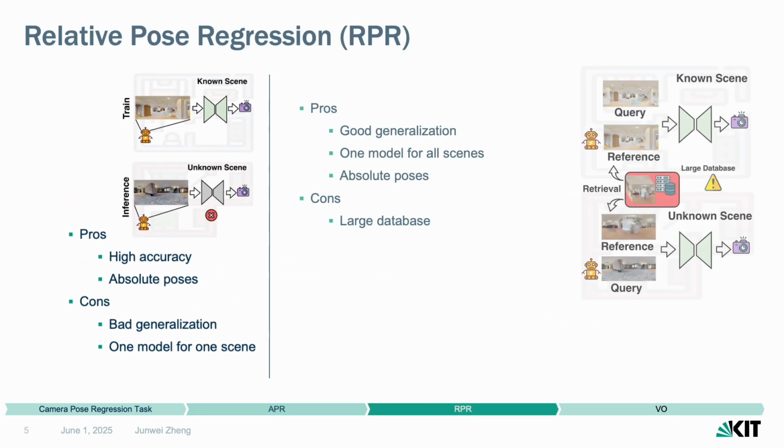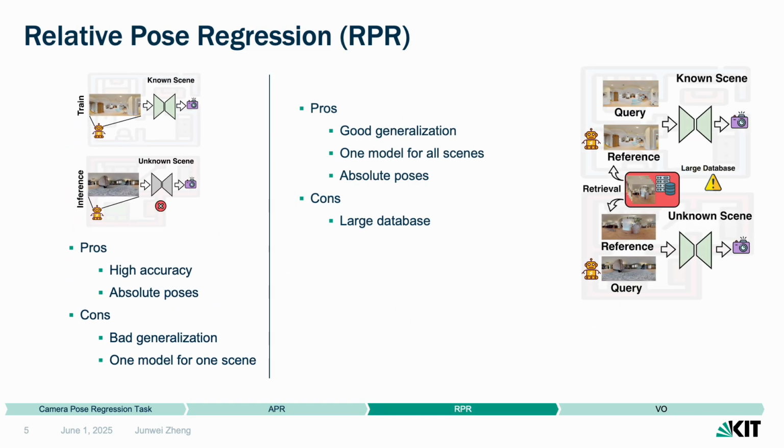Relative pose regression, RPR for short, uses an image pair as input instead of only one single image. The model in this paradigm learns the relative visual features that can be generalized to unseen environments. Although RPR can be applied in unknown scenes, it requires a large database for retrieving a reference image, resulting in an image pair with the query image during inference.